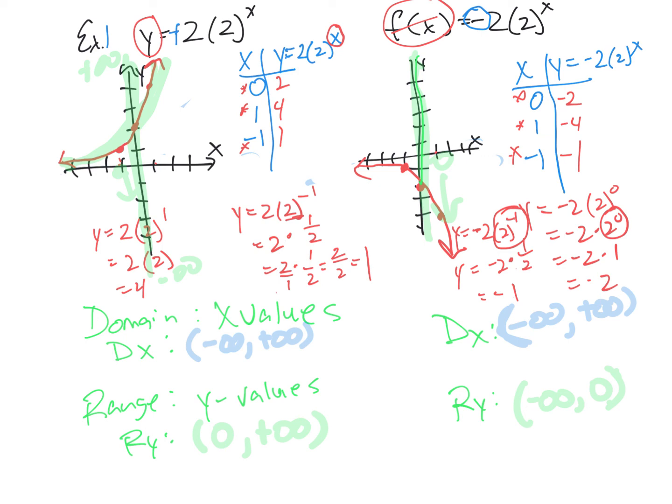So now stop the video and do problems 25 through 30, 25 on page 310, 25 through 30. Graph them using your t-chart 0, 1, and negative 1 to give you an idea of what's happening there, and try out your domain and range and see what you get.